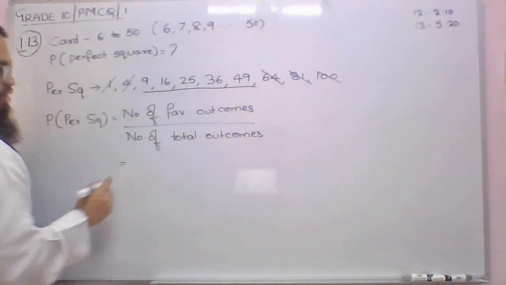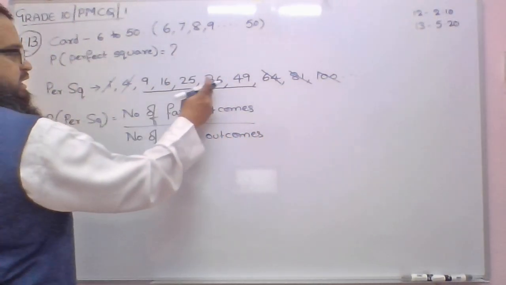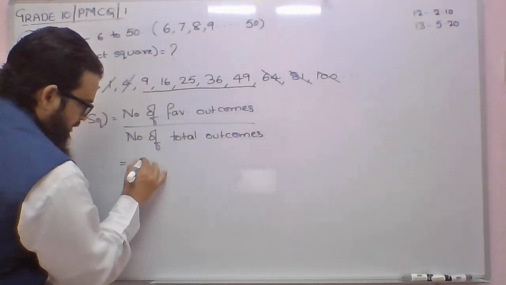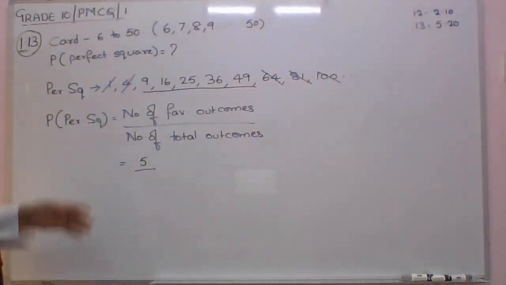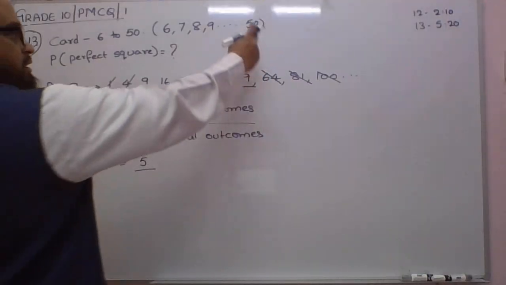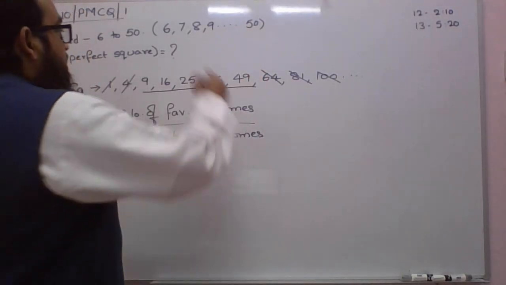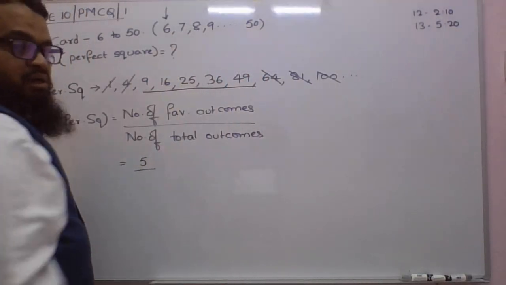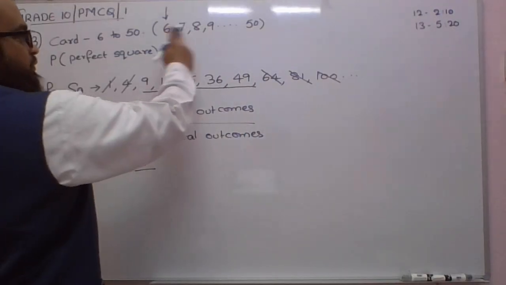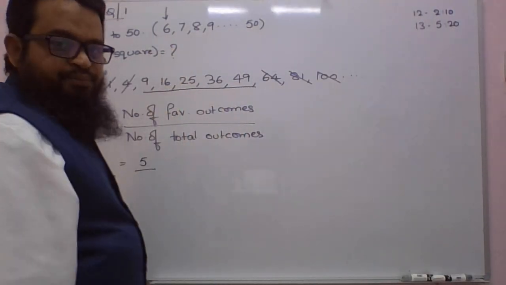So how many favorable outcomes are there? 1, 2, 3, 4, 5, divided by the number of total outcomes. How many are there? Is it 15? No. The starting number is 6. Understood or not? So 50 minus 6 how much?